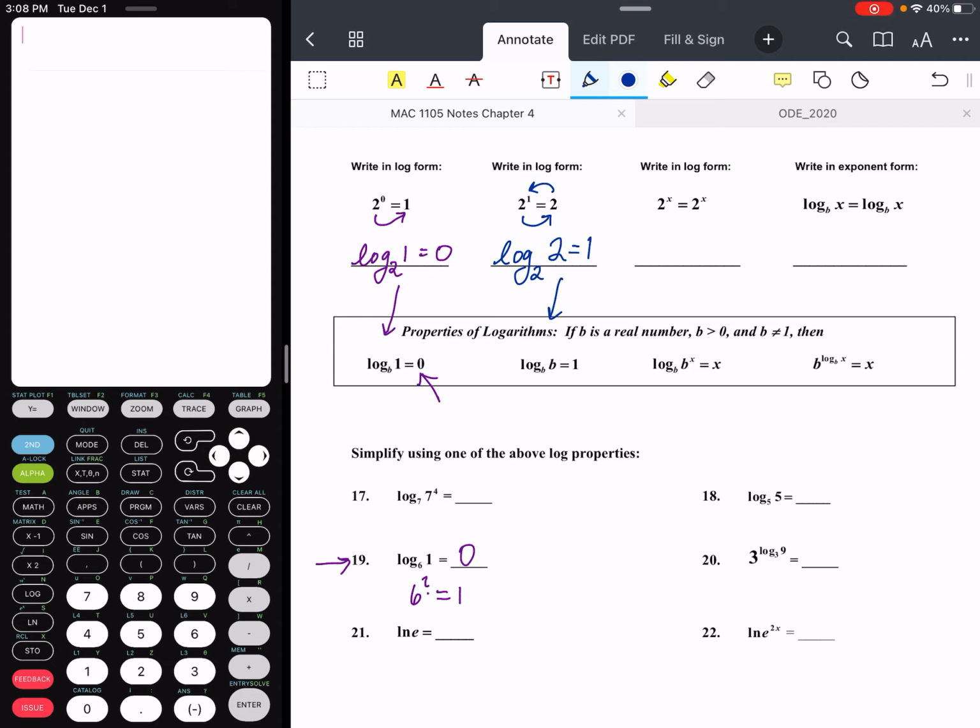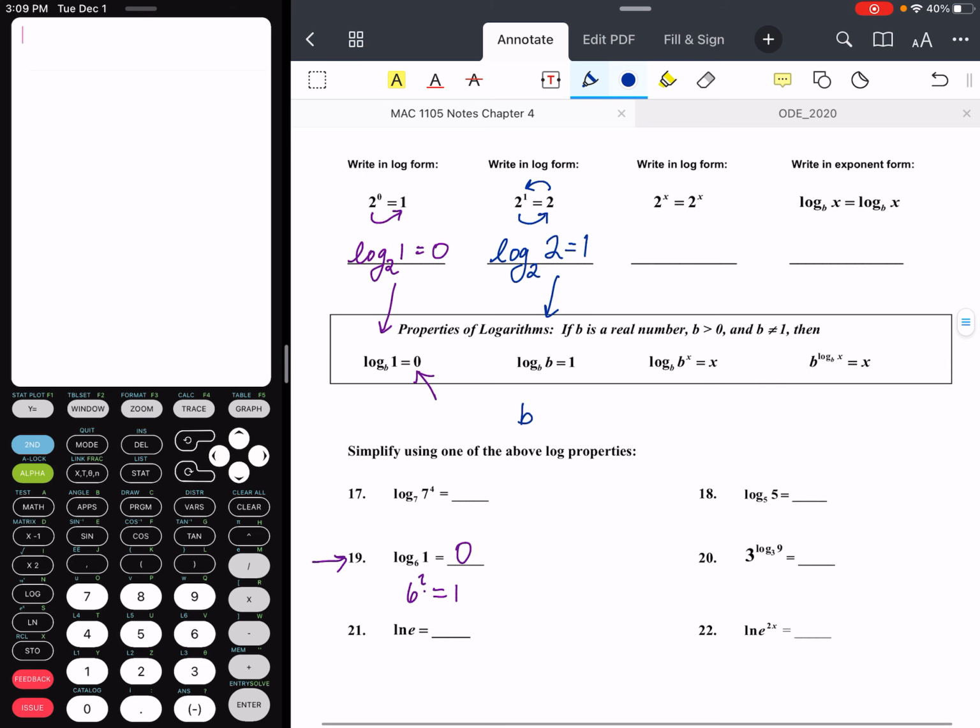No matter what the base b is, if we take b and raise it to that exponent of 1, we're going to get b, right? So a base raised to the 1st power is that same base. So if you're taking a log where your base and your argument are equal, the result is going to be 1. You're going to evaluate that log and get the result of 1.